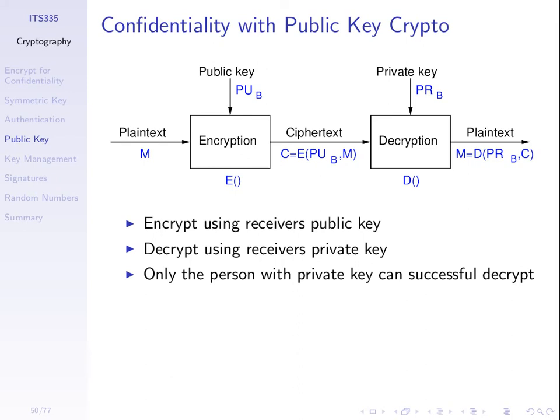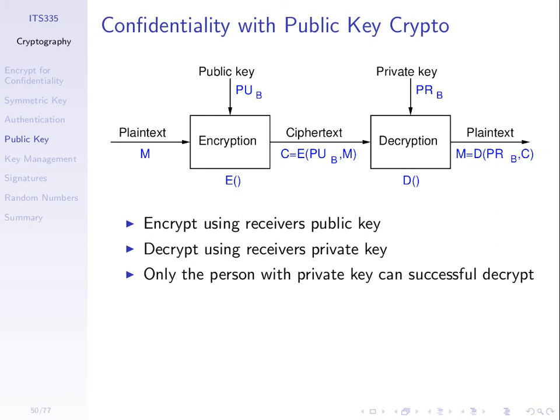We take our message, our plain text M, we use a public key encryption algorithm, and we encrypt the message using the public key of the destination. So remember, this is B, this is A. A encrypts our message using the public key of B. We get some ciphertext as output, where the ciphertext is the encryption of the message using the public key of B. A sends that across the network.